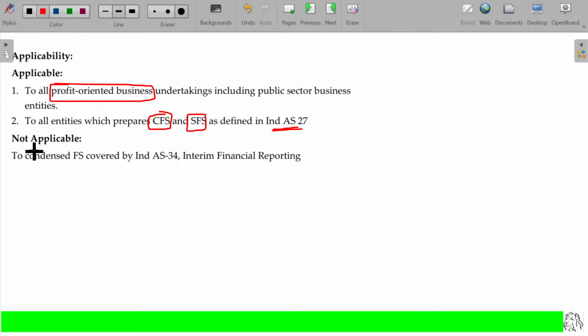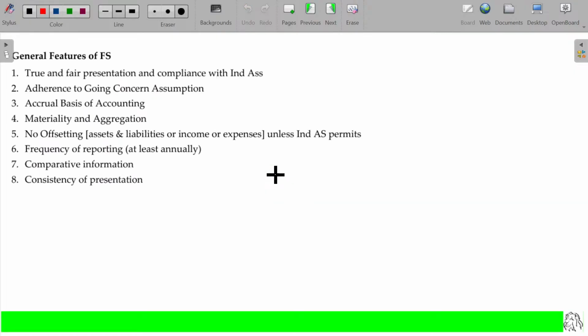But it is not applicable for the condensed financial statement supposed to be prepared as per Ind AS number 34, interim financial reporting. Once in every 3 months, you have to prepare the financial statement in a condensed manner. Full values will not be disclosed there. In that case, this Ind AS number 1 will not be applicable. Clear?